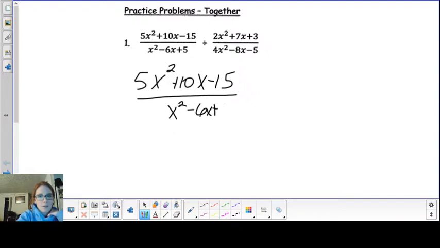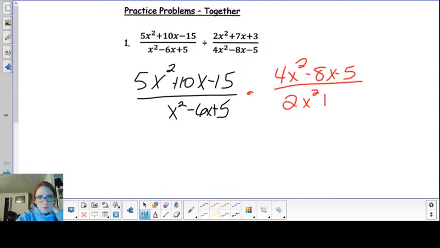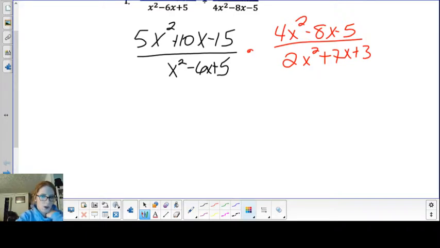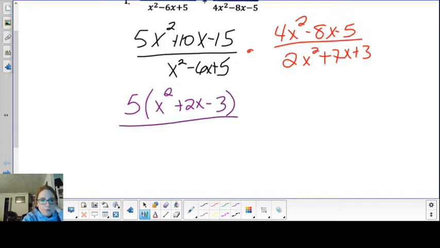So that first guy stays the same. And then I flip and multiply by the other guy. Alright, so now it just looks like what we've done yesterday and a couple days before that. So taking a look at the top, I can divide out a 5. So I'm left with x squared plus 2x minus 3, which I still have to factor, but baby steps.